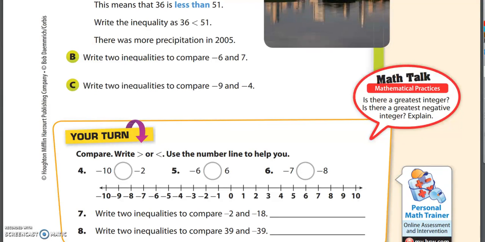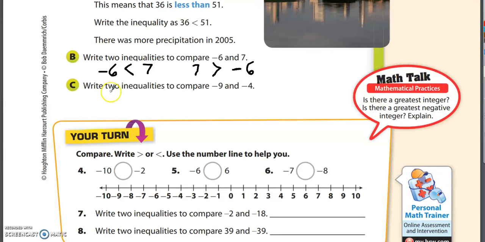Really, it's pretty simple. What you do is you put negative 6 on the left and 7 on the right, and you use the inequality that makes it true. Since 7 is farther to the right on the number line, we would put this symbol right here. It's a greater than symbol. Then for the second one, you just flip the numbers. And by flipping the numbers, you actually flip the inequality sign. So if I read the one on the right, it's 7 is greater than negative 6.